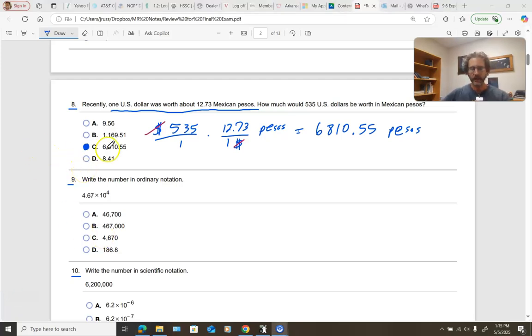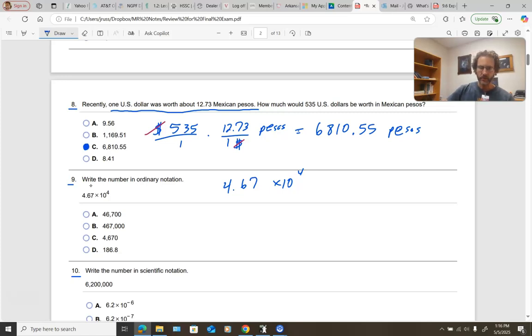All right, number 9. So number 9 would be from our foray into chapter 3. So it says write the number in ordinary notation. So I have the number here expressed in scientific notation. And it's 4.67 times 10 to the 4th.